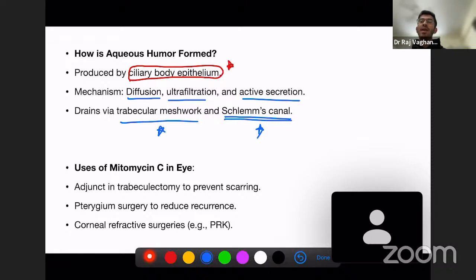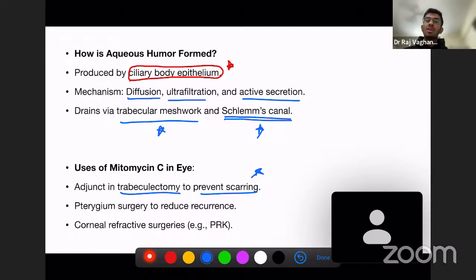Now, what are the uses of mitomycin C in our eyes? It is used as an adjunct in trabeculectomy to prevent scarring. If you are doing surgical treatment in glaucoma, such as trabeculectomy, it leaves a scar in your eyes. So if you want to prevent scarring, then you should use mitomycin C in addition to the trabeculectomy.